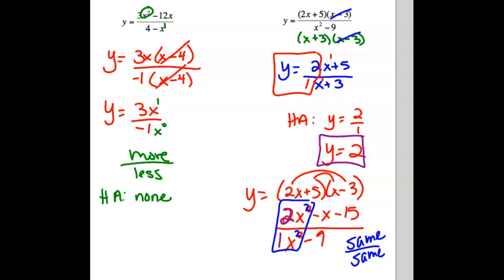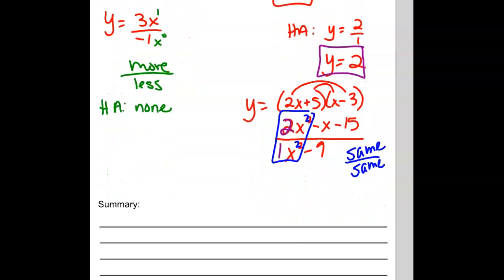So you can actually find the horizontal asymptote whether it's in factored form or not. The only problem is when part of it is factored and part of it isn't, you have to convert them to be both the same format. You really have to find that highest degree.